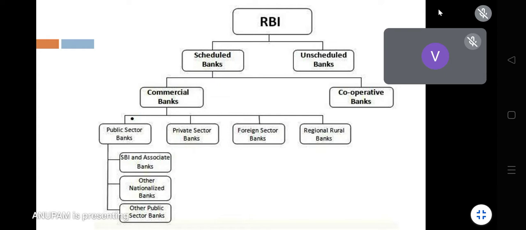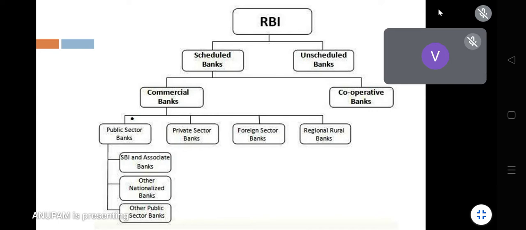Now we come to scheduled banks, again divided into two parts: commercial banks and cooperative banks. So commercial banks are again subdivided into 4 types of banks: public sector banks, private sector banks, foreign sector banks, and regional rural banks. Now you see public sector bank here. What does public mean here? SBI, this type of banks, which sector do they belong to?